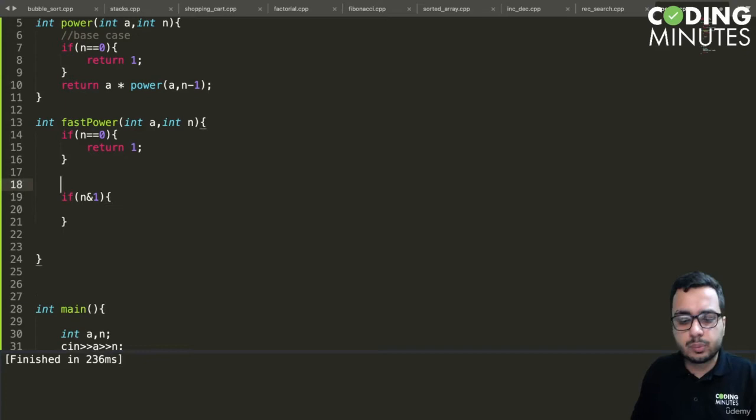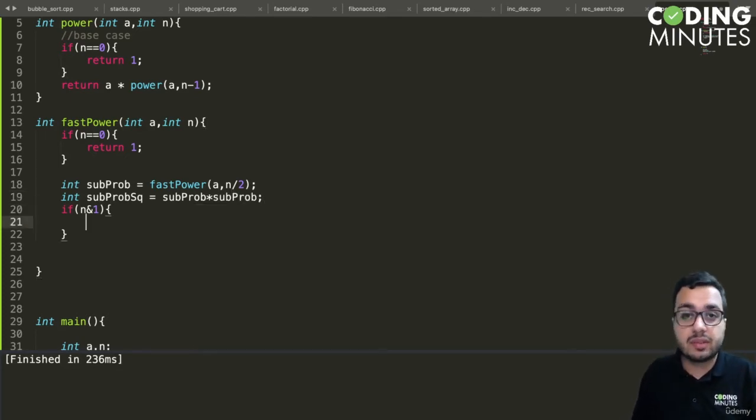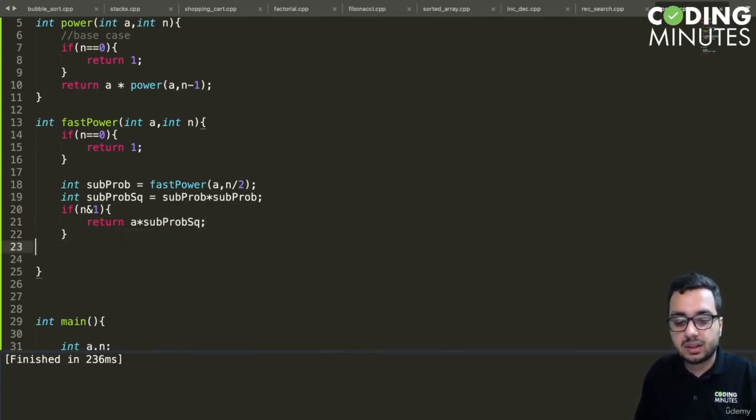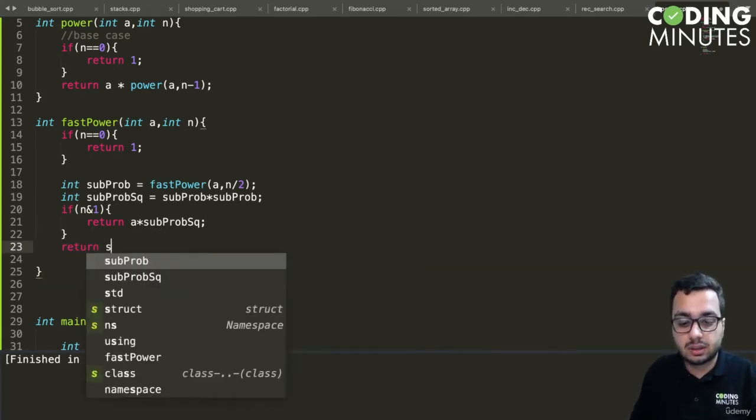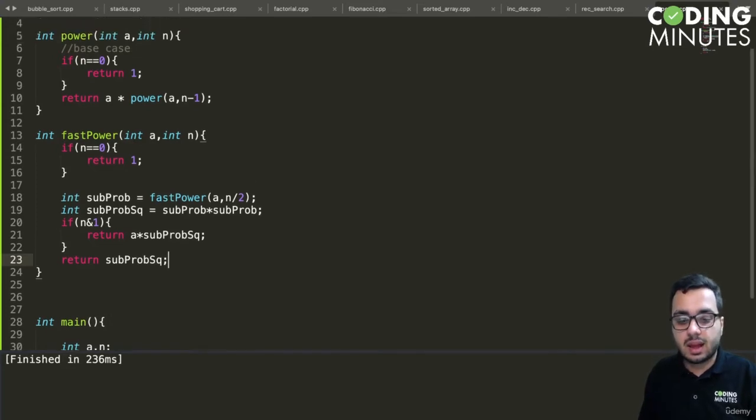Then I can compute the answer for the sub problem. I can say, okay, sub problem is nothing but fast power of a comma n by 2, and I'm also going to square this up. So sub problem square, so that is going to be sub problem into sub problem. Now we already know the squared answer. If n is odd, we are going to multiply the squared answer with a, that is a multiplied by sub problem square, and if n is even, we are simply going to return the sub problem square. That's it. That is our final answer, and we are done.